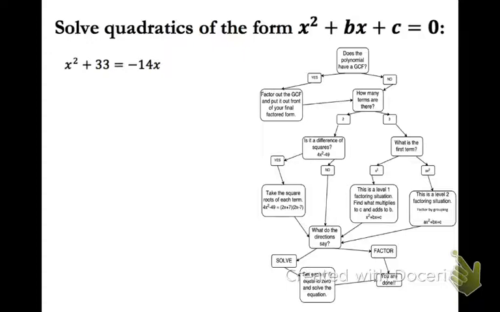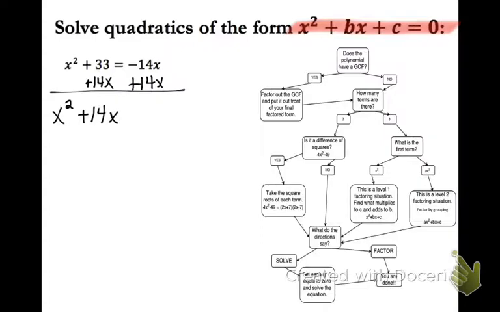I always want my x squared term to be positive, so I'm going to move the 14x over to the other side. So add 14x over. Now we want to make sure that we have our equation in standard form, which is what it looks like up here on the top right. So our x squared term is going to go first, then our x term, and then the term without the x. All 3 of these are not like terms, so we cannot combine any of them because they have different x's with them. So we have an x squared, an x, and then a no x term.